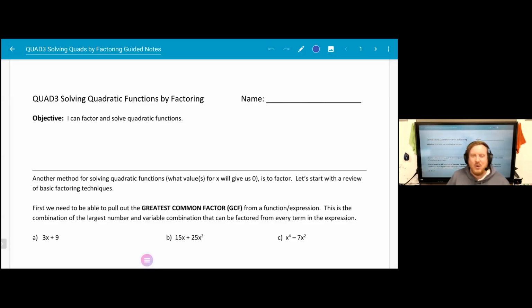Hey, Algebra 2, do I have something fun for you today? We're on Quad 3, which is solving quadratic functions by factoring. We're going to kind of take this thing and run with it.